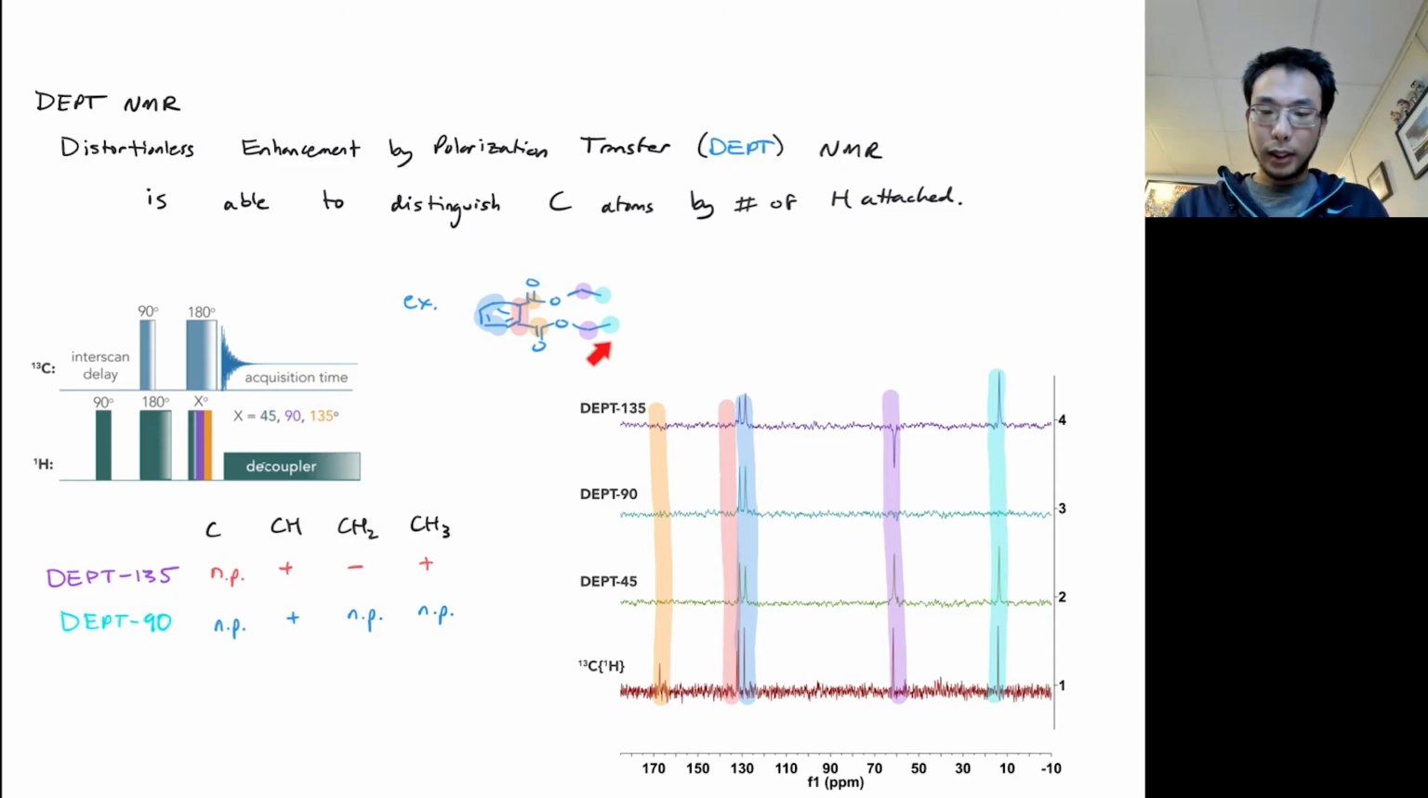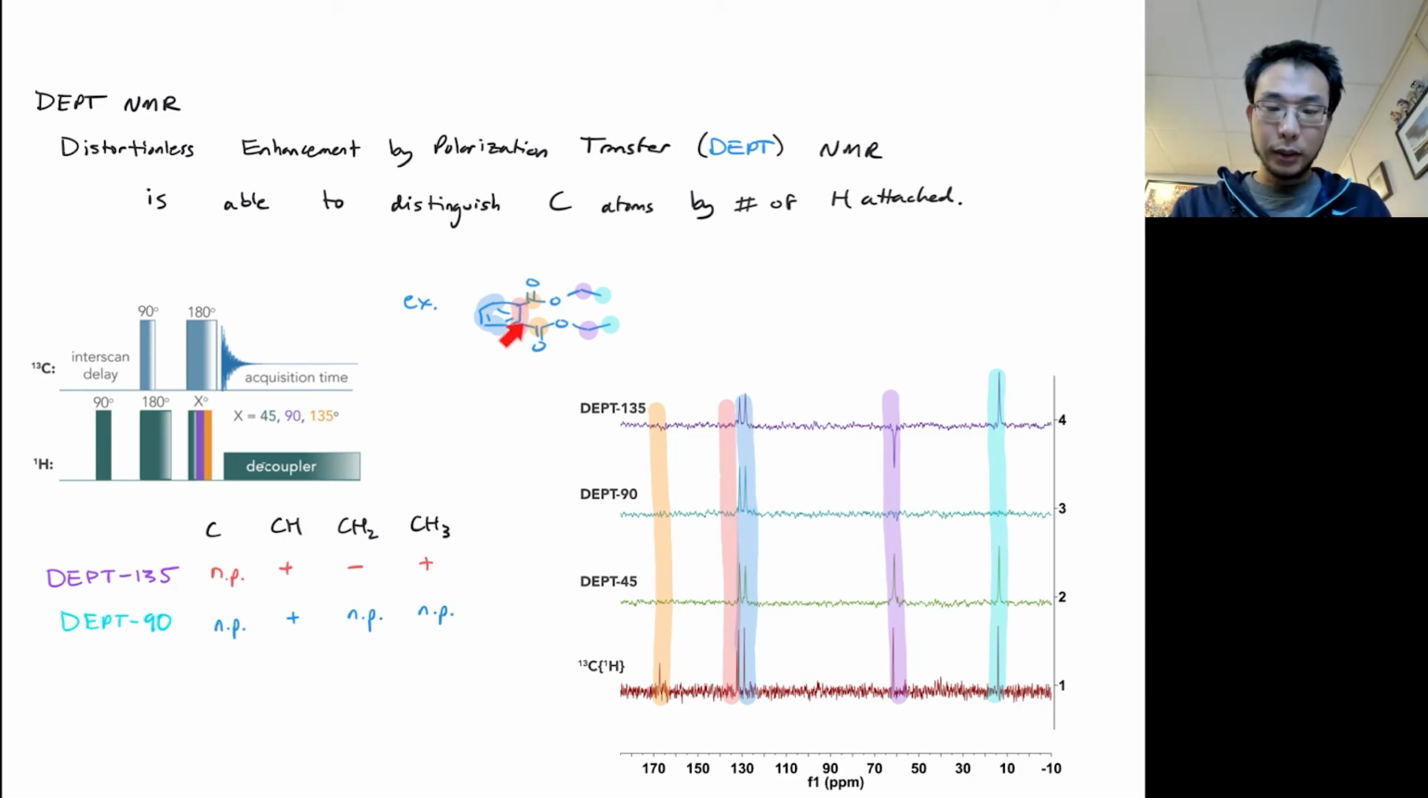And what we can see, starting from the right side here with these methyl groups, those are CH3s. Those should have a positive DEPT 135, nothing in the DEPT 90. The CH2s, or the methylenes, is another term for that, those are negative in the DEPT 135, nothing in the DEPT 90. The CHs on the aromatic ring here, those are in blue, so these are these two peaks. Those are positive, and they have signal in both of these two DEPT experiments.